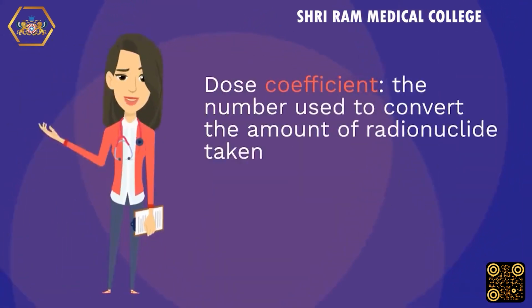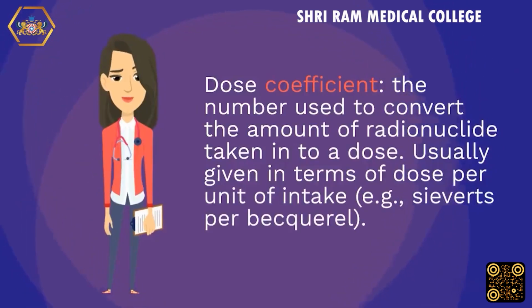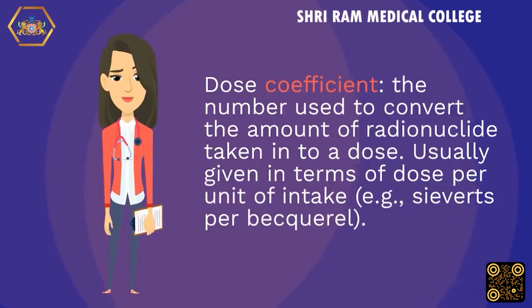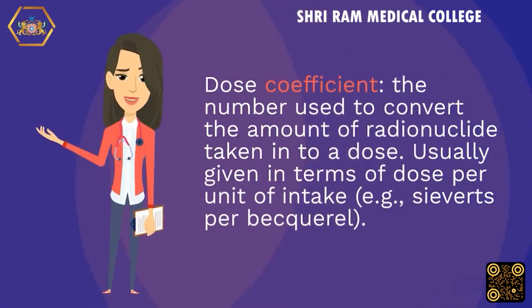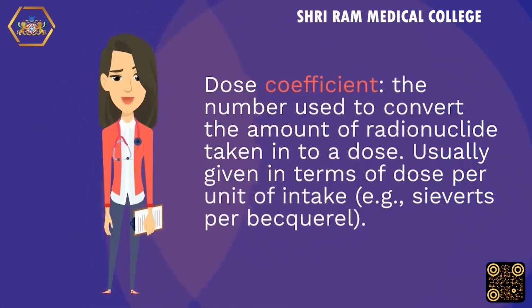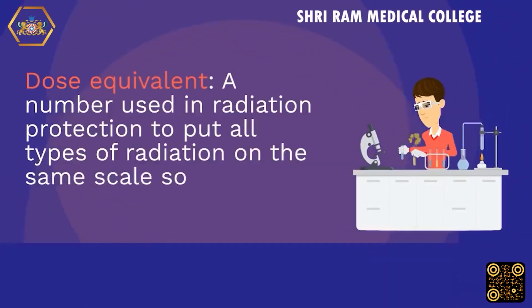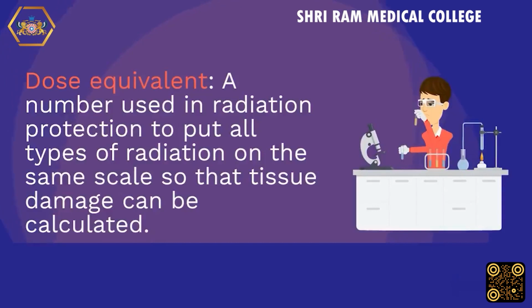Dose coefficient, the number used to convert the amount of radionuclide taken into a dose. Usually given in terms of dose per unit of intake, for example, sieverts per becquerel. Dose equivalent, a number used in radiation protection to put all types of radiation on the same scale so that tissue damage can be calculated.